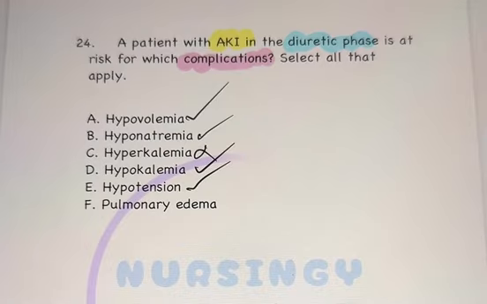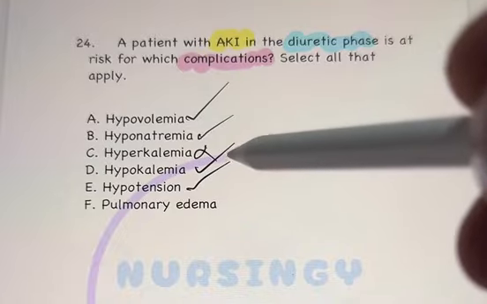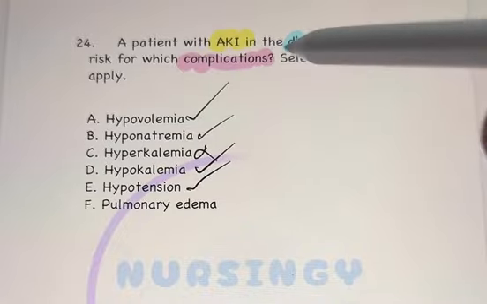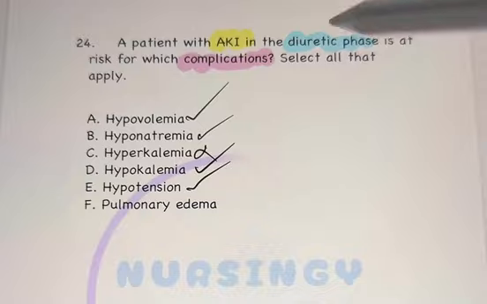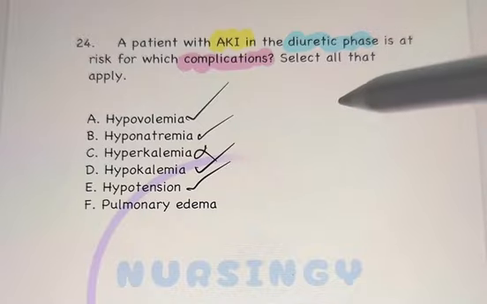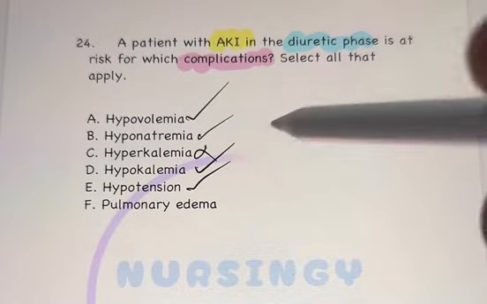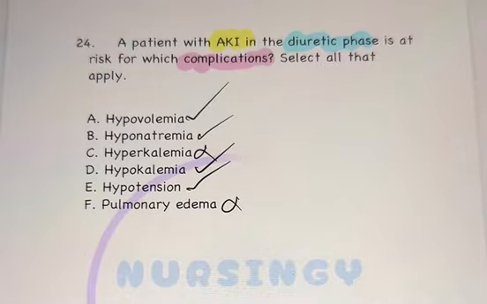Pulmonary edema, what are we going to have? Are we going to have pulmonary edema or dehydration? No, because pulmonary edema happens during the oliguric phase, not the diuretic phase. If we are in the oliguric phase of AKI, then you will have pulmonary edema because the kidney is not excreting fluid.